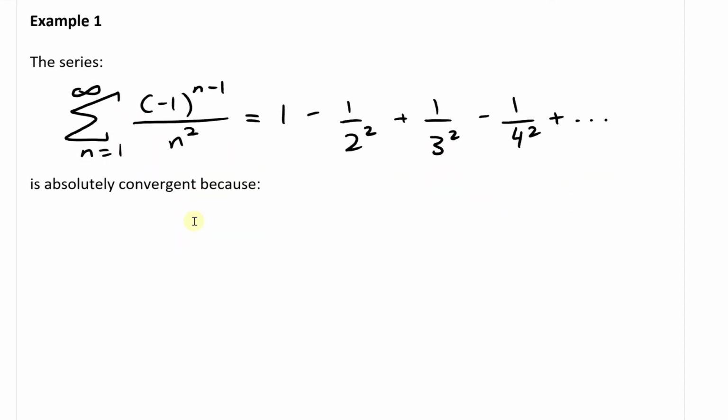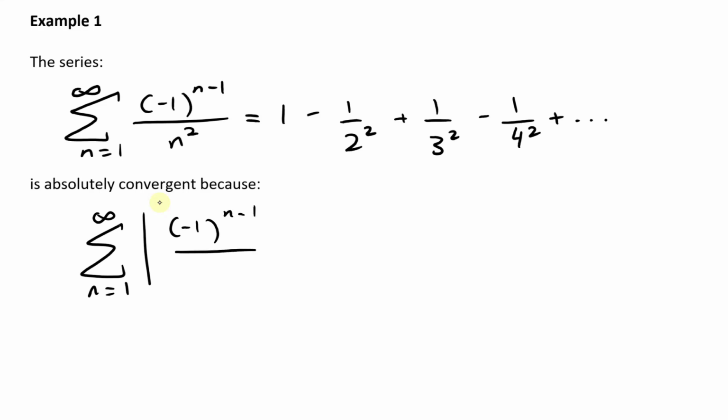So this series is absolutely convergent because what we could do is take the absolute value of each term. So let's take the summation from n equals 1 up to infinity of the absolute value of negative 1 to the power of n minus 1 divided by n squared. This n squared is always positive.